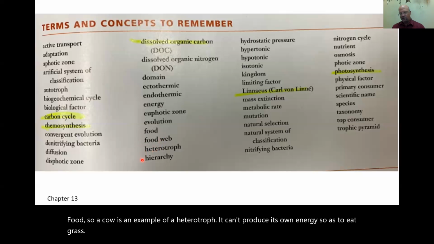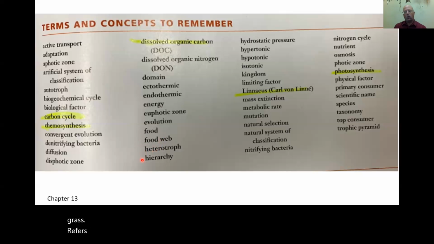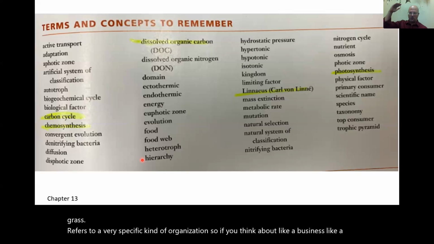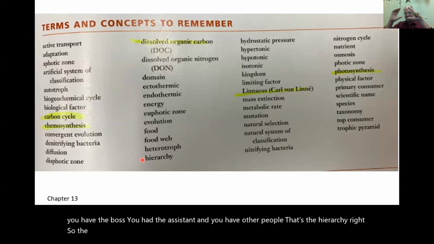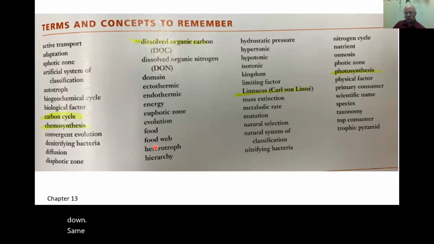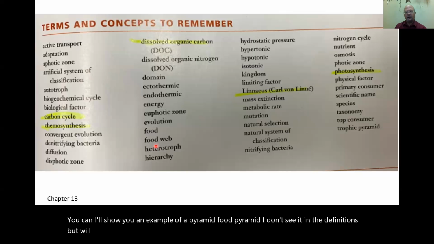Hierarchy refers to a very specific kind of organization. So if you think about a business, like a hierarchy, you have the boss, you have the assistant, and you have other people. That's the hierarchy. So the boss typically is at the top, and then you have assistants, and it moves down. Same thing happens in the ocean. You have a hierarchy, like we talked about food webs just recently. I'll show you an example of a pyramid, a food pyramid. I don't see it in the definitions, but we'll talk about a food pyramid in class. And it's essentially a hierarchy.